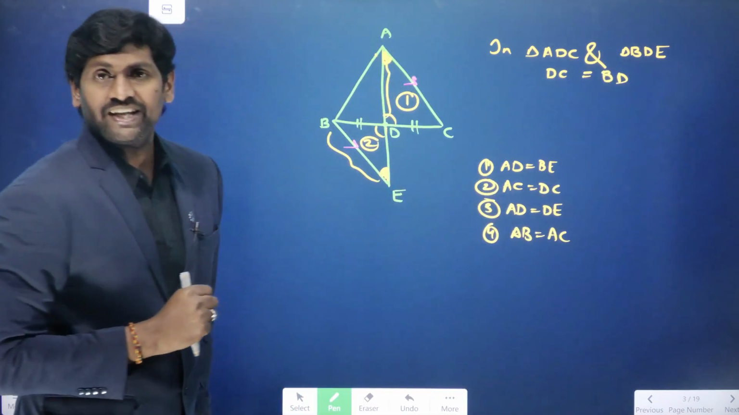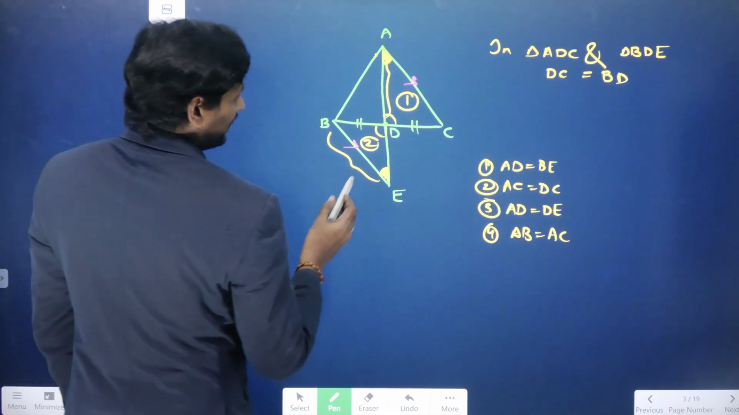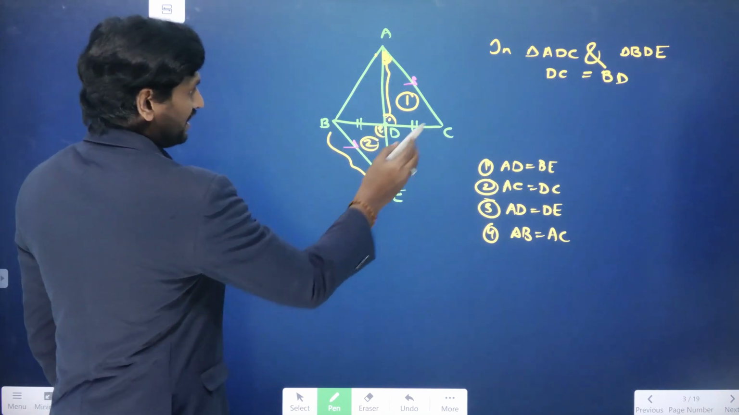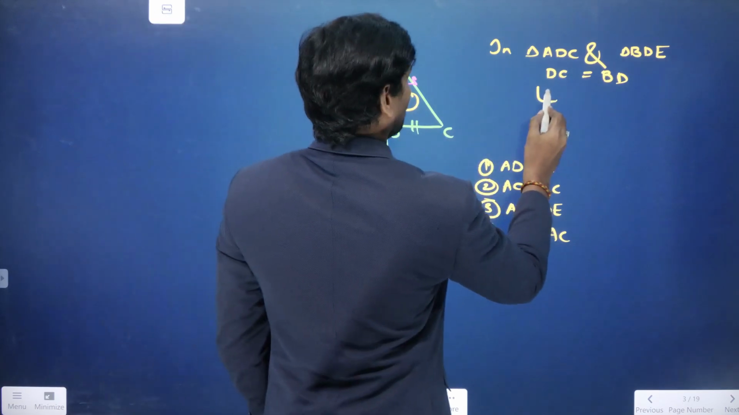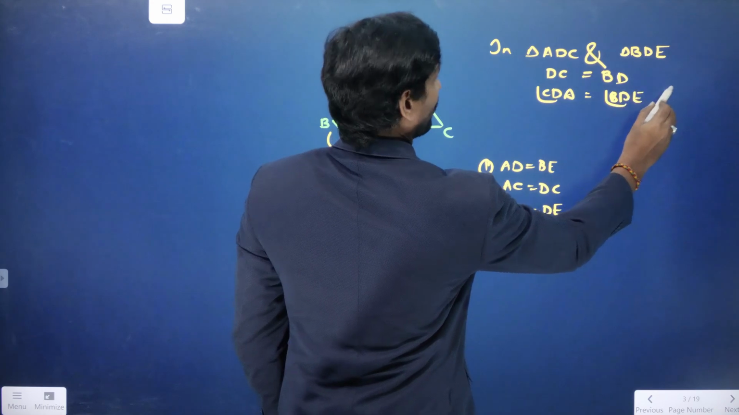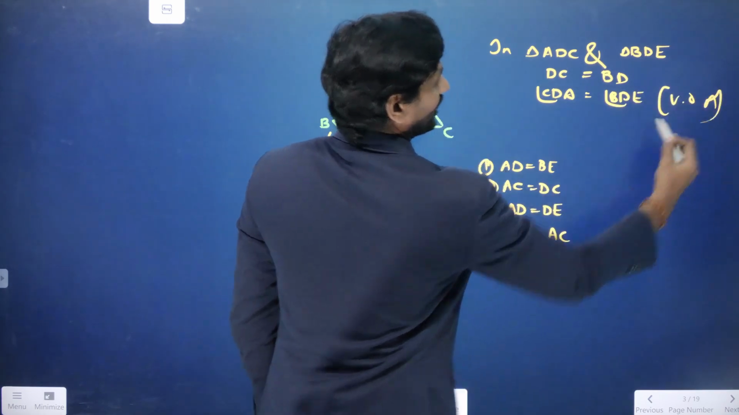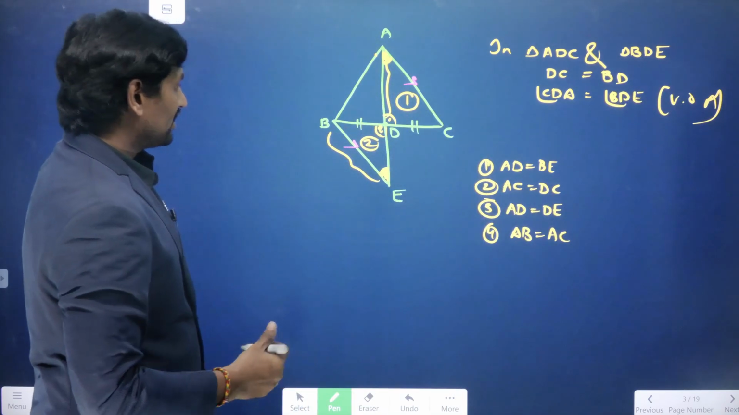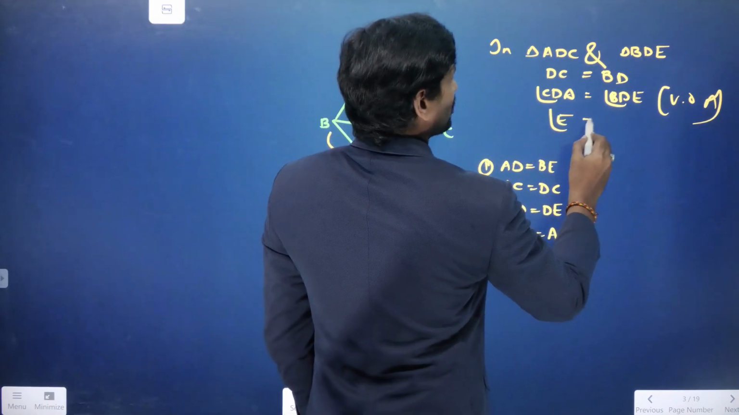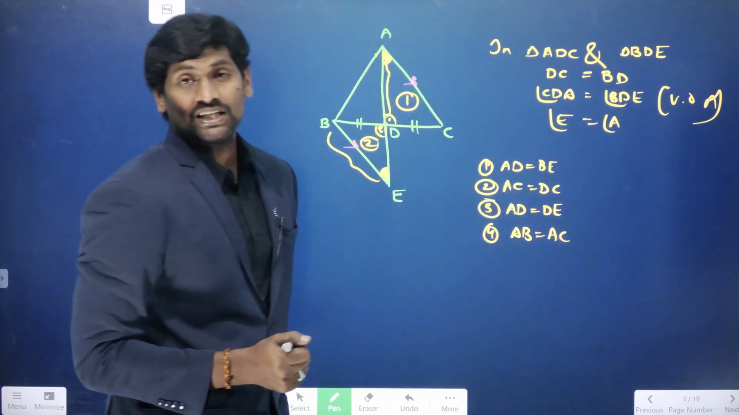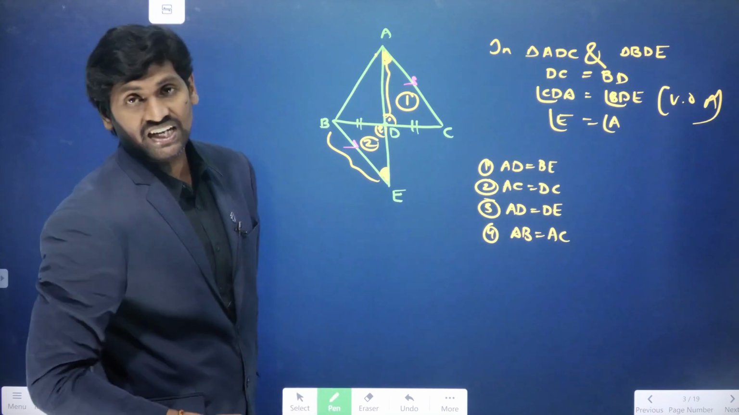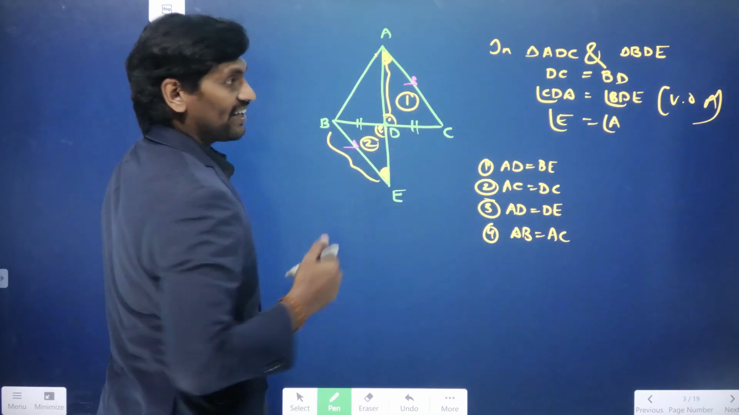The first measurement is equal. Now coming to the second measurement, this angle: vertically opposite angles BDE and CDA. CDA angle and BDE angle are both equal because vertically opposite angles are equal. Now let us find the third angle here. Angle E is equal to angle A because of alternate angles at the transversal. If you take these two as parallel lines and consider AE as a transversal, alternate interior angles are equal.